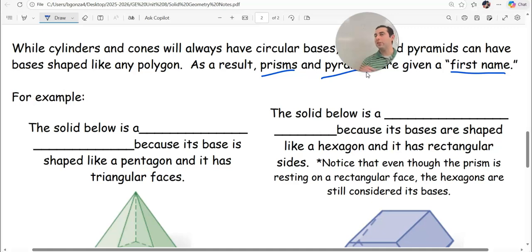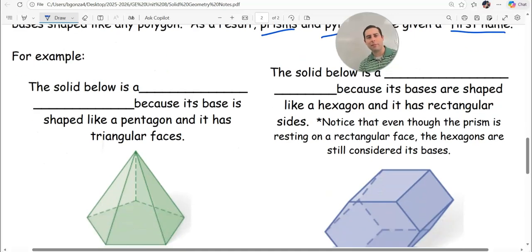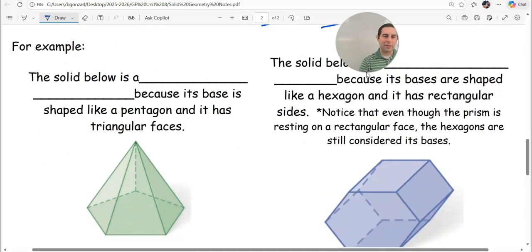Whenever you do a prism or a pyramid, you have to give me two words. The last name is a pyramid or a prism, but the first name is the name of the base in an adjective form, describing it. Let's talk about this. For example, the solid below is a what? When you have one base and a pointy top, what do you call that thing?